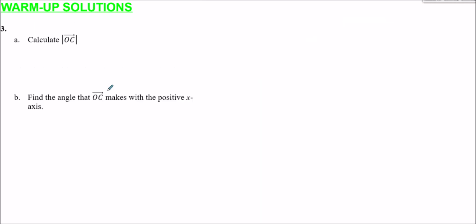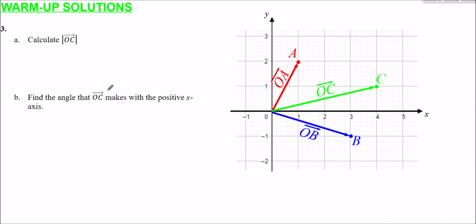So for 1.3, we're asked to calculate the magnitude of OC and the angle that OC makes with the positive x-axis. So we're wanting essentially the magnitude and direction of OC. So reminding ourselves of the diagram from before, here's what we have. So for OC, we simply use some simple Pythagoras. So the magnitude of OC, essentially the length of this line as we go from 4 to 1.